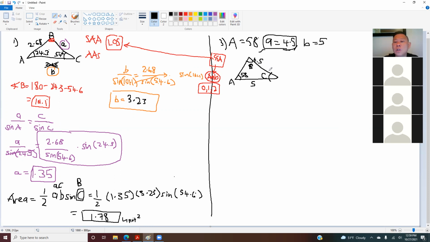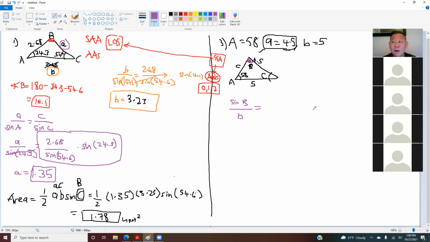So which one should we find first? The angle B, angle C, or the side C? These are the missing pieces. Which one should we find first? Anyone? Angle B. Okay, and what is the formula to find angle B? Sine B over B. I would recommend you to do this one, sine B over B.